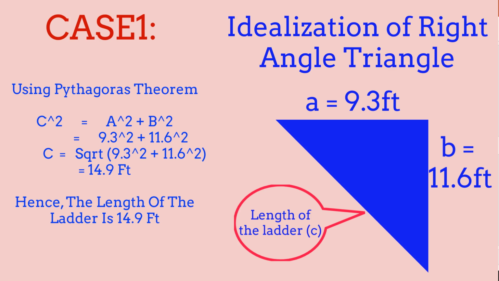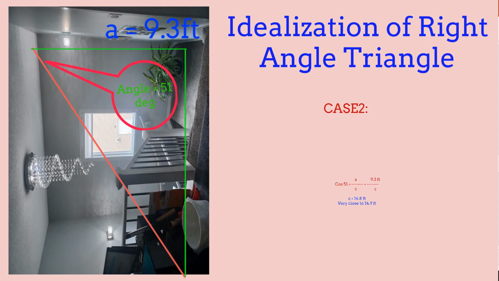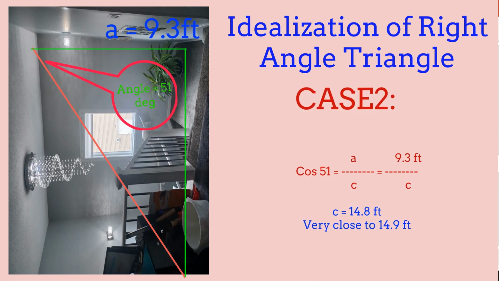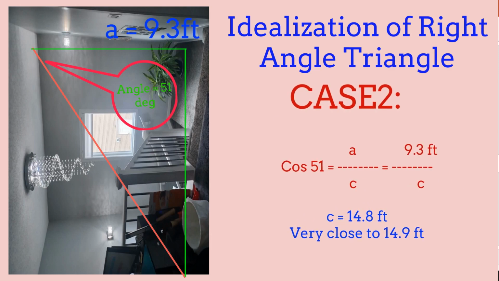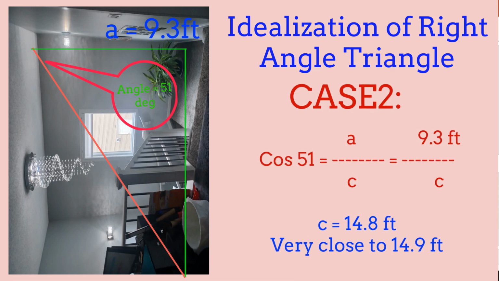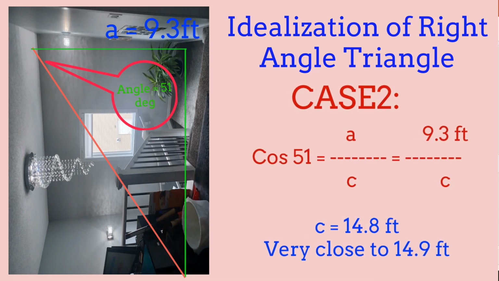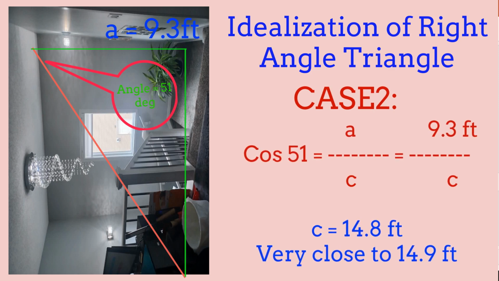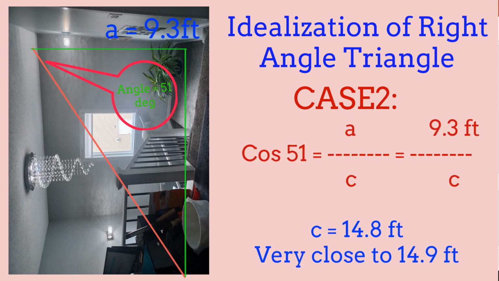So that is our first case of solving this ladder problem. Now let's say that we're given the base, which is A, and we're still given the 9.3 foot, and then we're also given an angle, 51 degrees. This problem can be solved using the cosine function. The cosine function basically says that you divide the base by the hypotenuse, which will be A by C. So now we're going to be solving this triangle using the cos function.